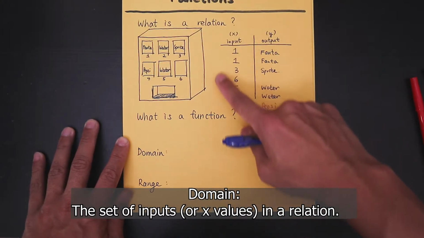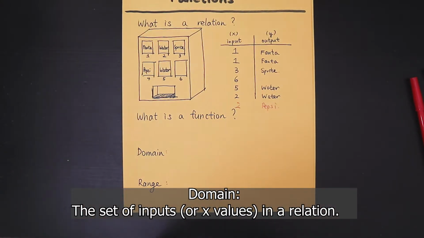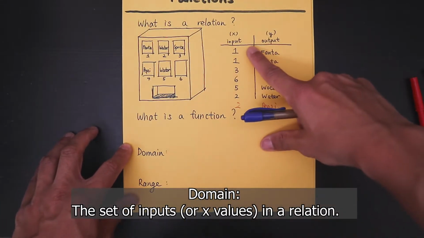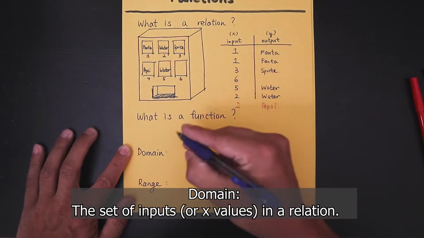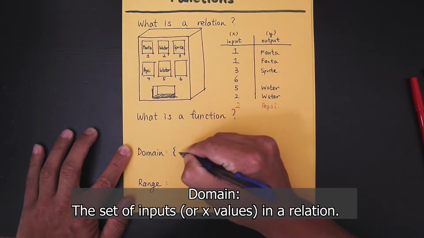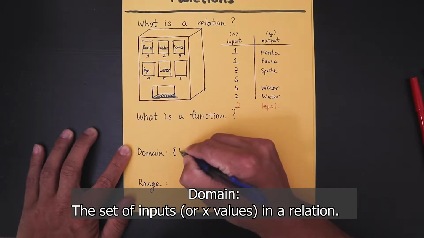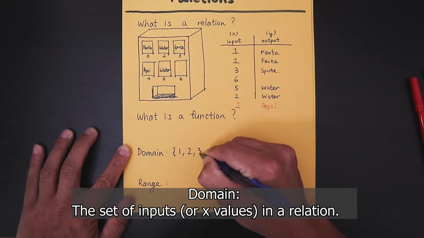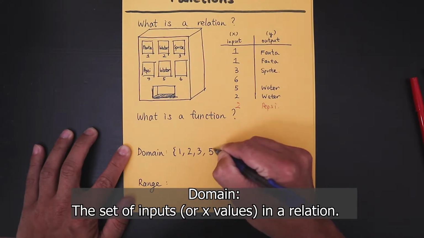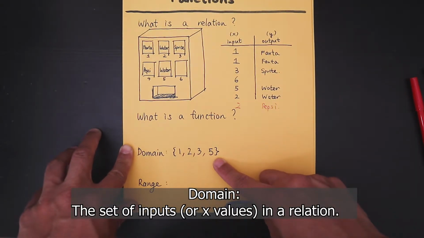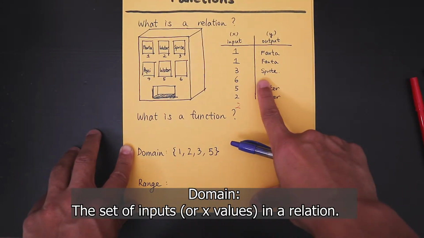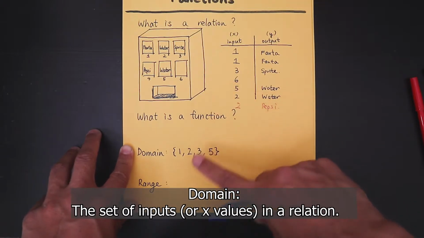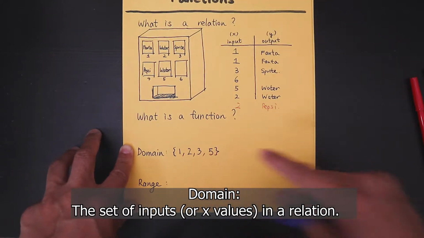The next word you have to learn is the domain. The domain is the set of x values, and you write it in numerical order. Since the domain here is 1, 2, 3, 5, you write it in set notation, starting from the lowest number, which is 1, then 2, then 3, then 5. 6 does not have an ordered pair because when you press a 6, there's no output. So therefore, 6 is not in the domain. It's going to be 1, 2, 3, and 5.